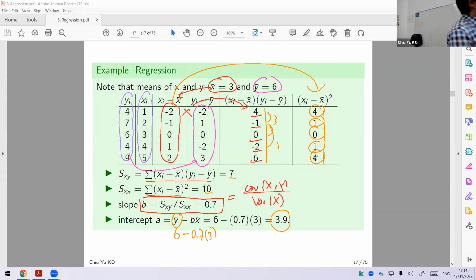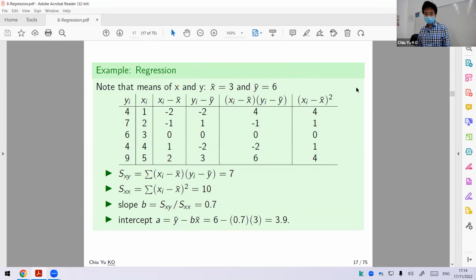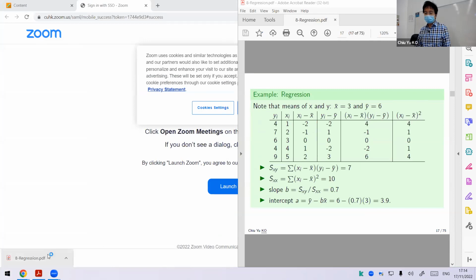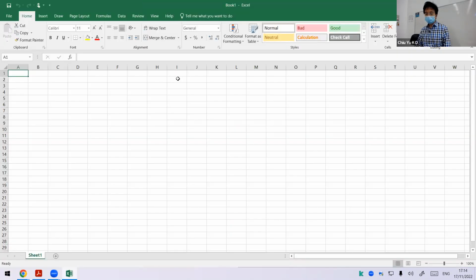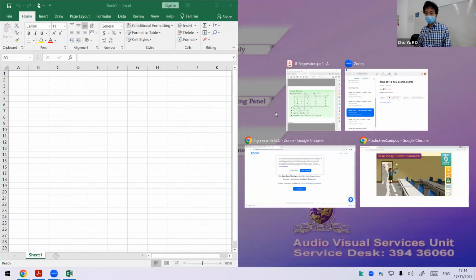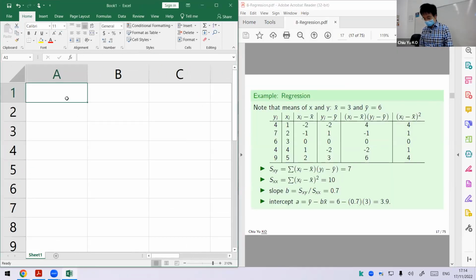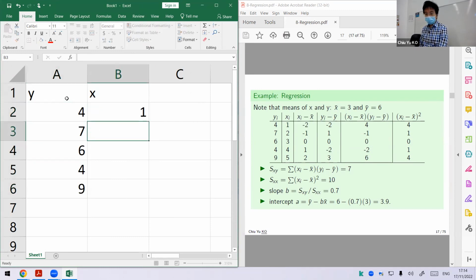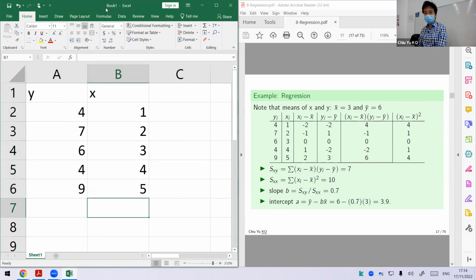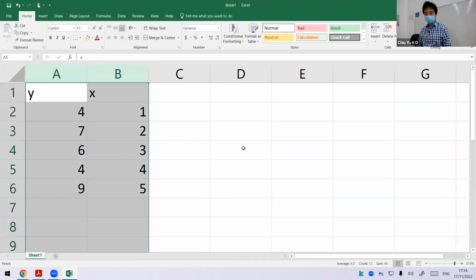Okay, so before the break, let me show you the Excel. You can do it quickly. It's very fast. Although you may want to calculate that by hand, Excel will enable you to calculate much faster. So let me show you quickly how you can do it in Excel. Y and X: we have 4, 7, 6, 4, 9, and 1, 2, 3, 4, 5. So this is the data.